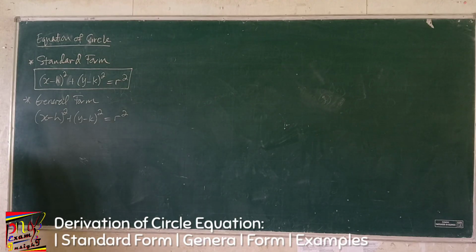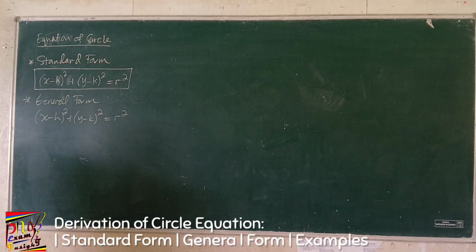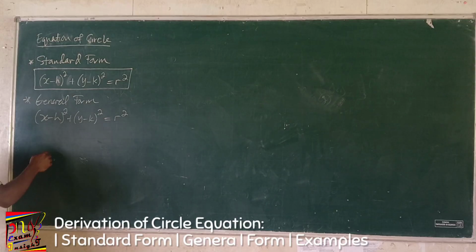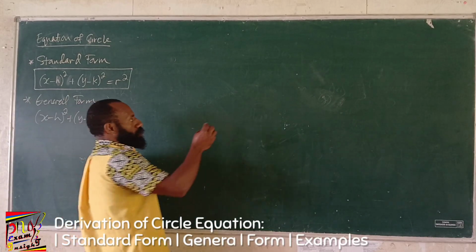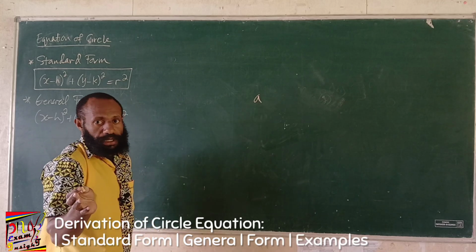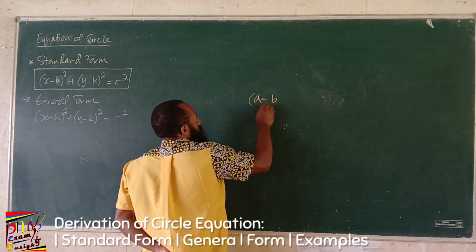Once we go through the derivation of the equation, then we'll move further. This is not yet the general form. We'll have to expand, using one of the techniques we normally apply for the difference of two squares. You can recall a simple example. I'm putting this one.